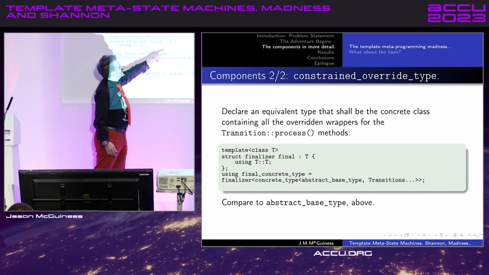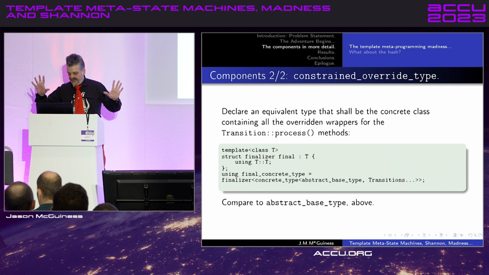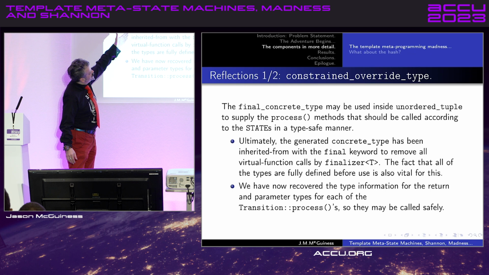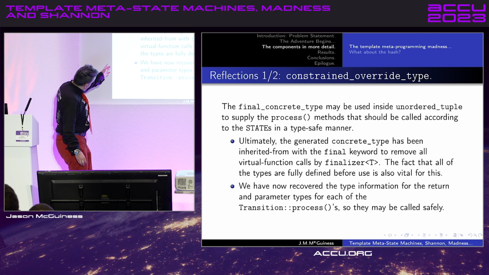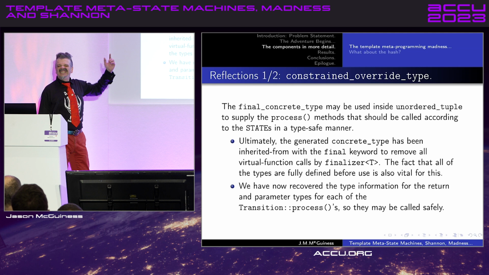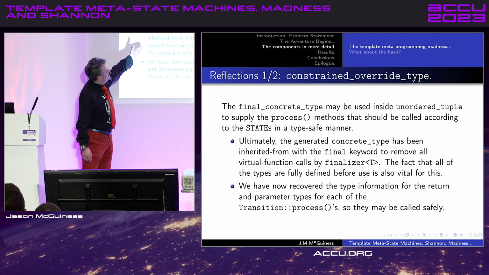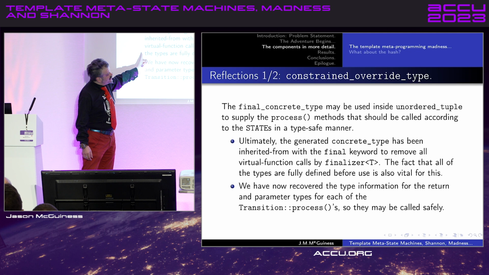Here, we do a similar sort of thing with the concrete type, but remember, we finalize it to try and get rid of all that inheritance, all those VFTs. Details will arrive later. How successful was that? So now we can use the final concrete type for each transition inside the unordered tuple to supply the process method that should be called according to the states in a type-safe manner. Yes, bingo. We'll see exactly how well that works later. In principle, we should have removed all the inheritance with the final keyword, using the overrides and the final and so on. Because what's very, very important is that all of these types are fully defined before use. It is utterly vital.